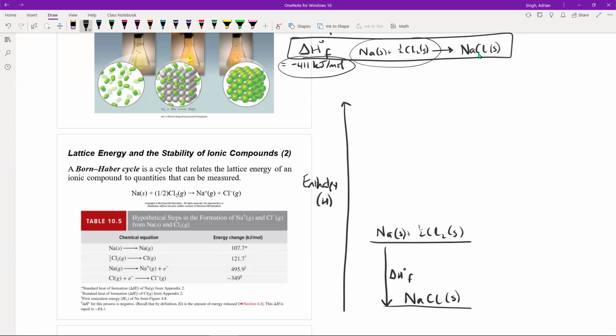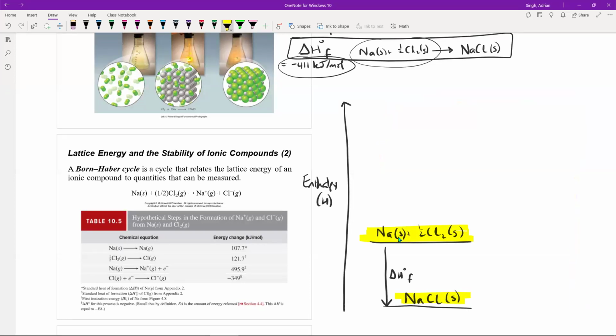So we're representing that process in a diagram, an enthalpy diagram to be more specific, with enthalpy represented on the y-axis. The reason why this works is because enthalpy is a state function, so it doesn't matter the pathway. We can get from our starting point to the end product, the NaCl solid, in one step, or we can go through a whole host of other steps and end up at the same point. And we're going to take advantage of that as we go through this Born-Haber cycle.